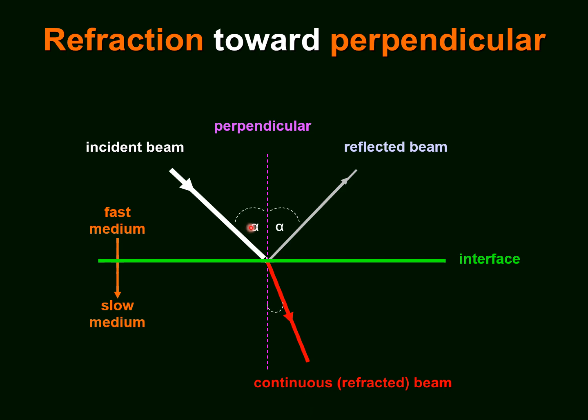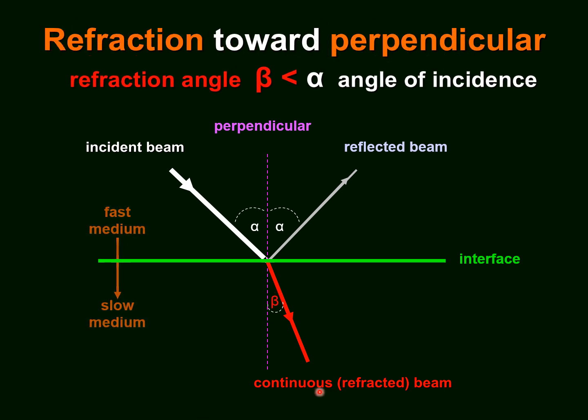The reflection angle is equal to the angle of incidence, but the angle of refraction, beta, is smaller than the angle of incidence when the refraction occurs toward the perpendicular. Here too, the angle of refraction is the angle between the ongoing beam and the perpendicular to the interface.